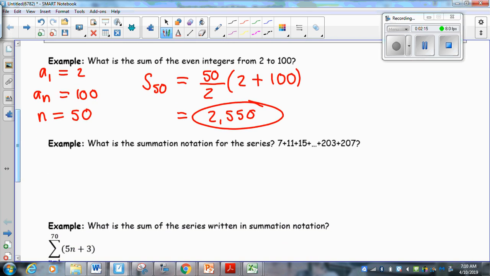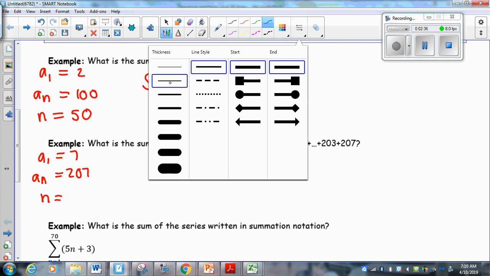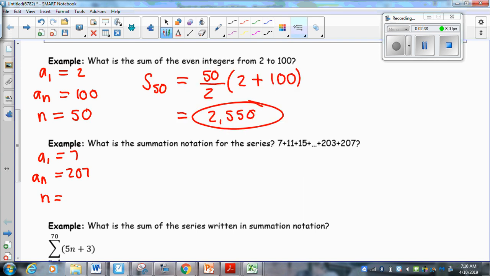So same type of thing, except we have these dot, dot, dots in the middle. So we actually don't know how many terms we have. We do know what a1 is. We know that a1 is 7, and we do know that the last term, an, is 207. However, we don't know what n is. So we need to find that. We're actually going to pull something from level 2. We're going to use that explicit formula for arithmetic sequences.